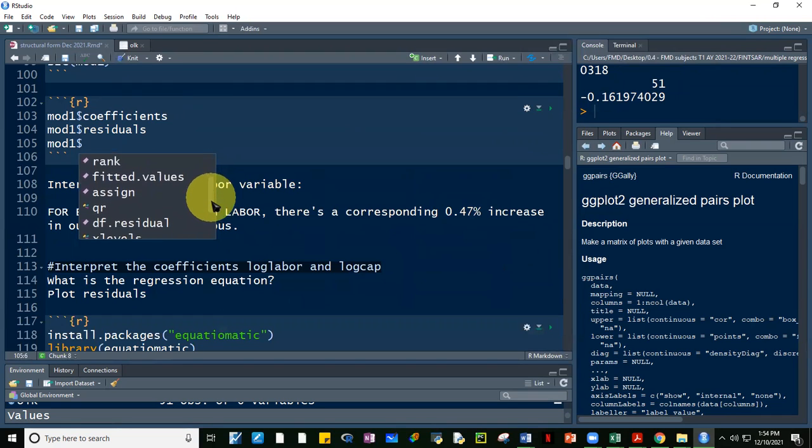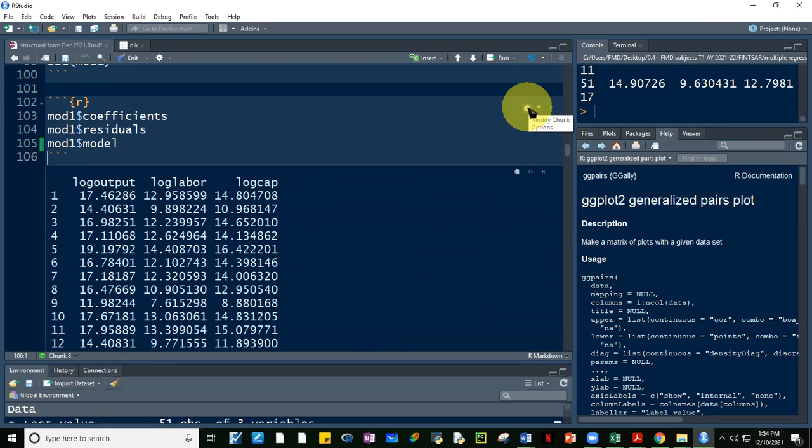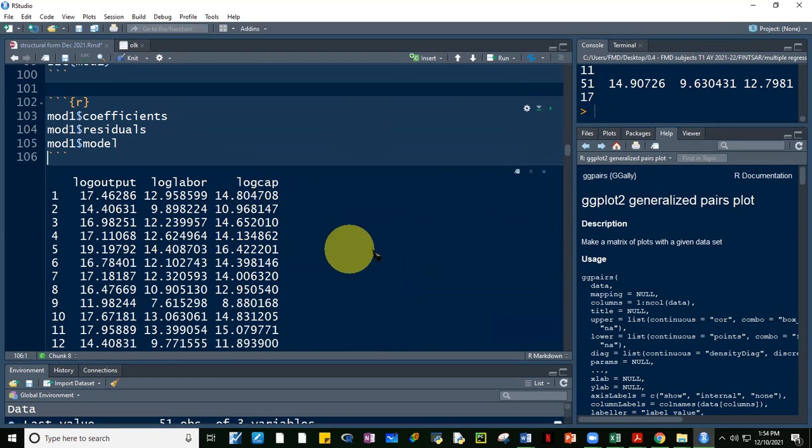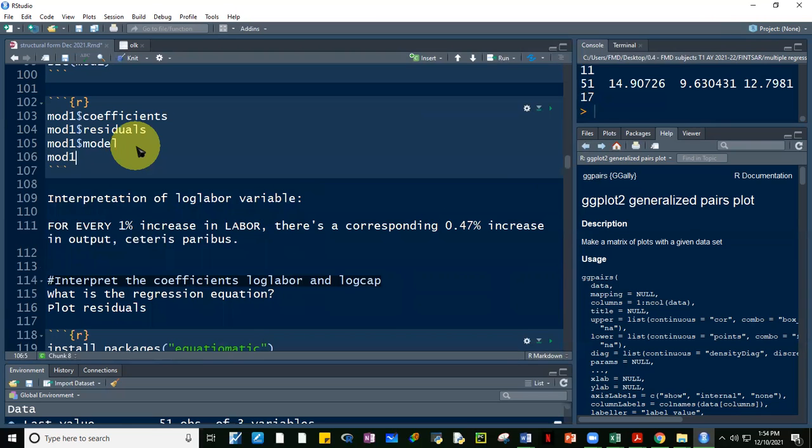Okay, ito naman yung model natin. Ito spreadsheet, tingnan natin. Mod 1 model, enter natin. Yan. Okay? So ano tong mga to? Ito yung mga actual values natin, no? Log output, log labor. It just gives us the actual values. Okay, and then let's do one more, mod 1 dollar.